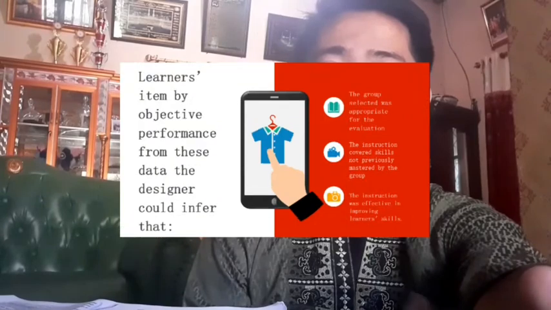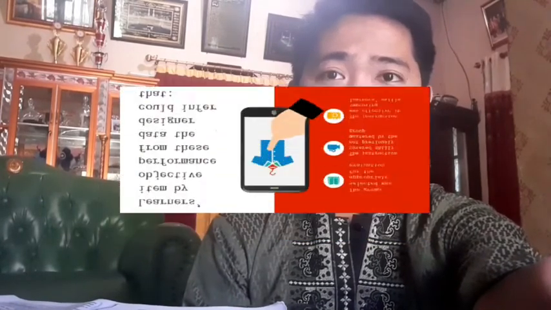And the next is learners' item by objective performance. From this data, the designer could infer three things. The first is that the group selected was appropriate for the evaluations. Then, the instruction covers skills not previously mastered by the groups, and the instruction was effective in improving learner skills.